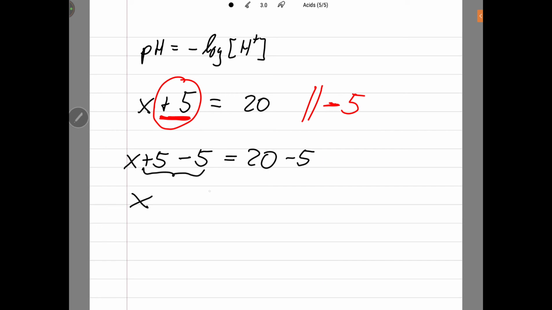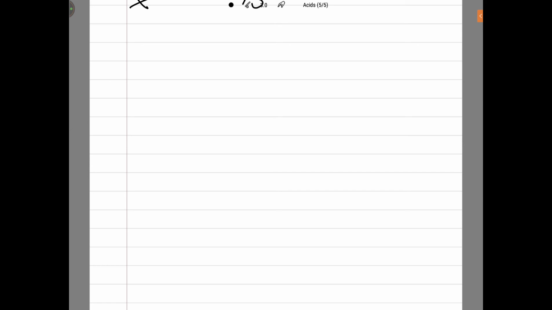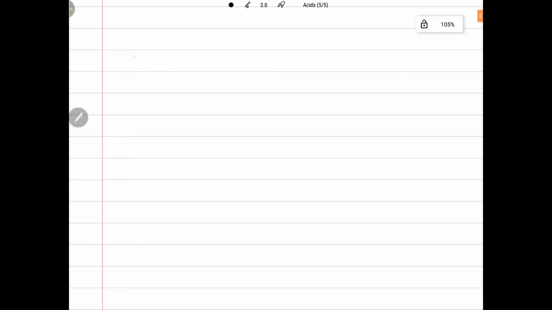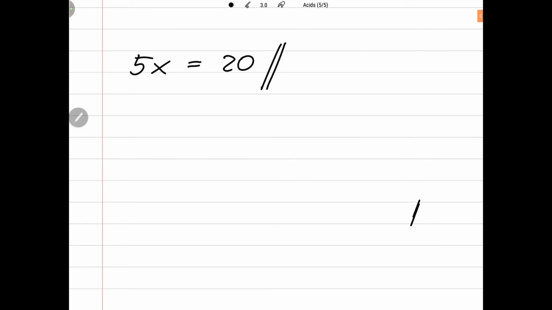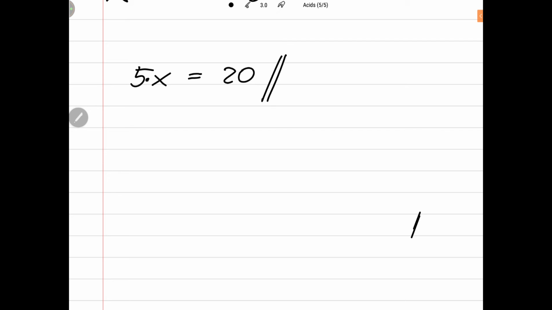So we have x equals 15. Okay, here's another one for you guys. 5x equals 20. What do I have to do in order to get rid of the 5? I divide it by 5. Why do you say that? Because I have 5 times, and the inverse operation of times is division.